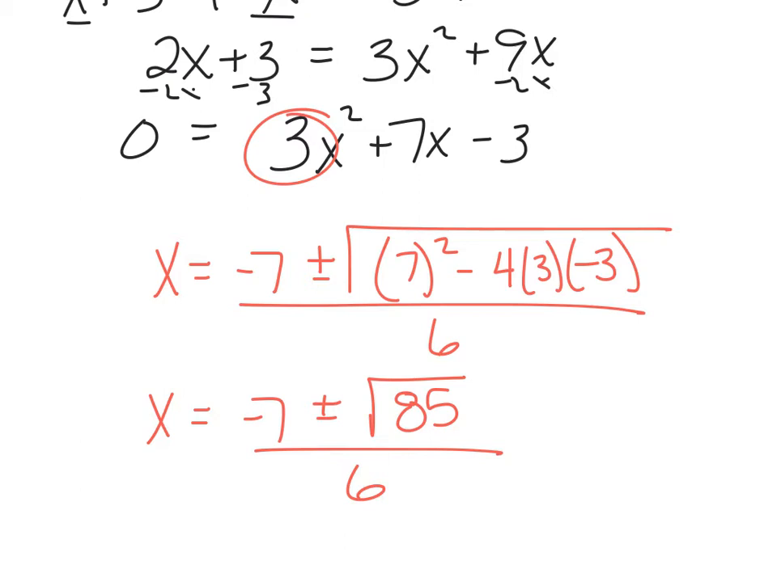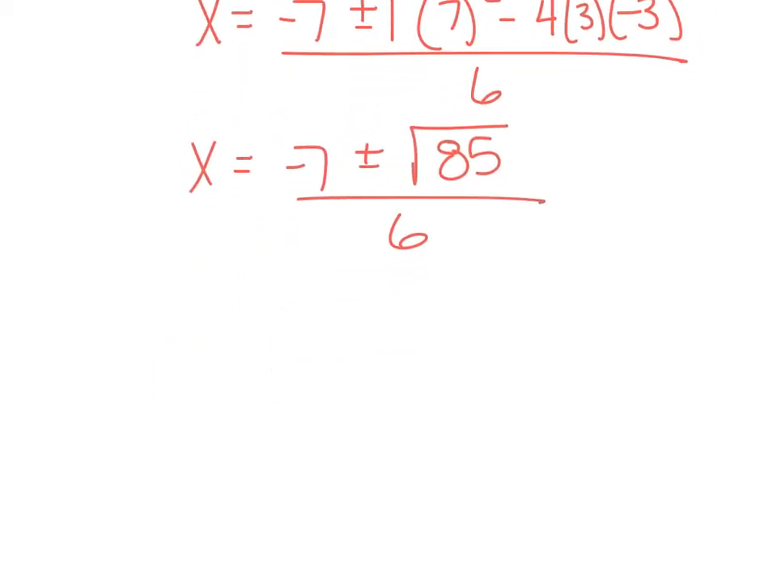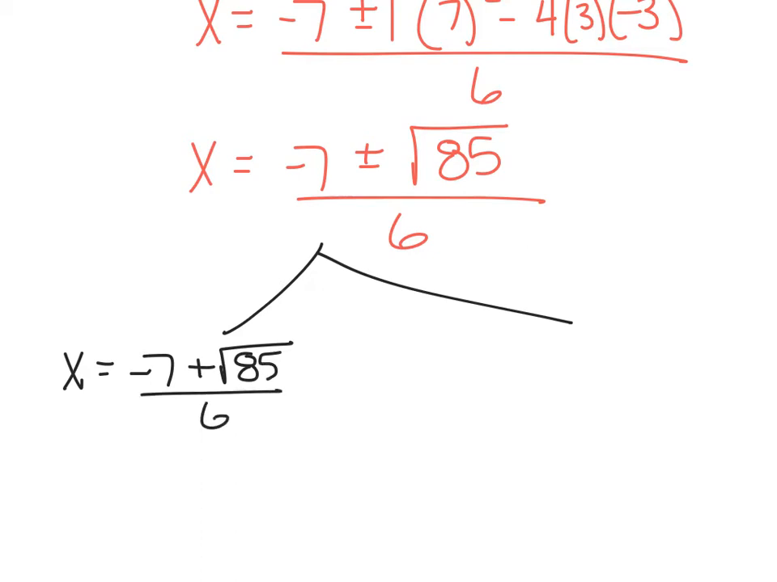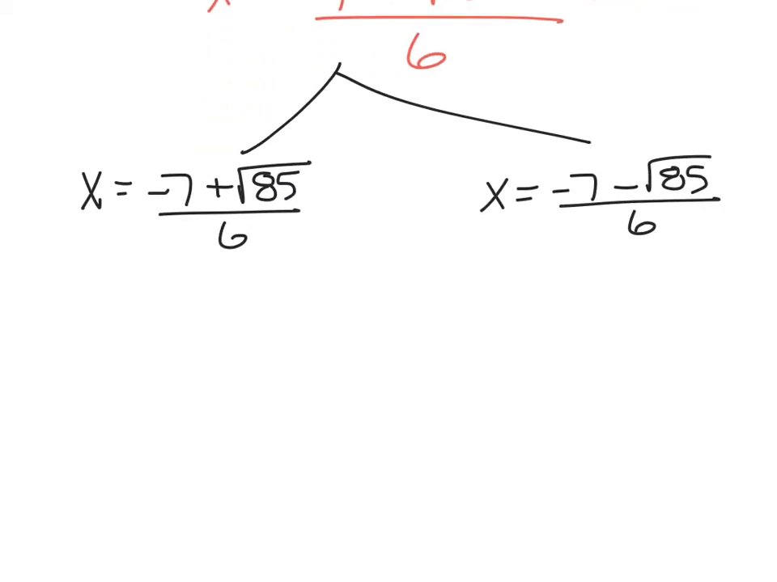Now I want to remind you, you have two answers, and I want you to split it up. You have x equals negative 7 plus radical 85 all over 6, and x equals negative 7 minus radical 85 all over 6. Now, don't waste your time. Remember, it didn't say simplest radical form. Do not waste your time trying to simplify this radical.